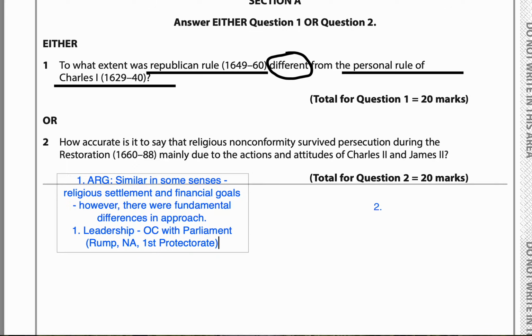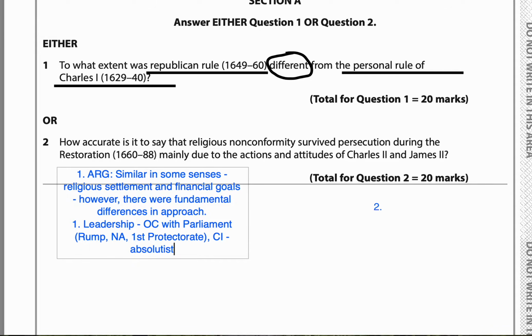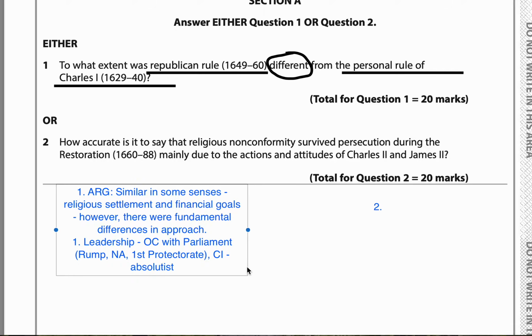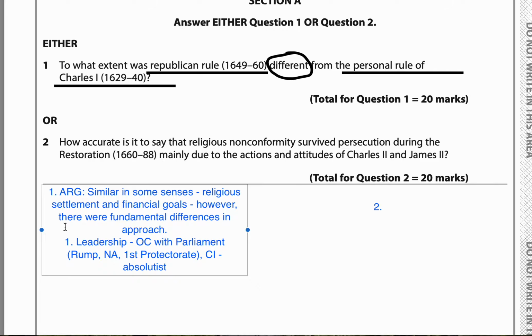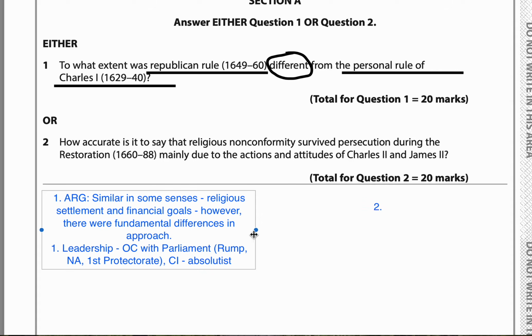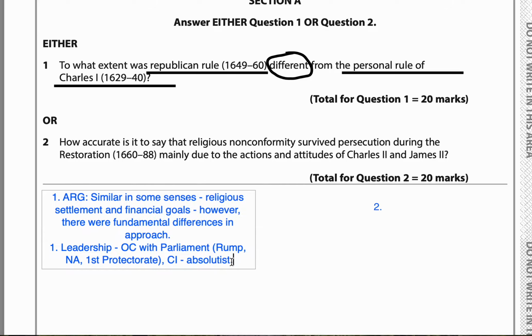However, Charles I was absolutist and relied on his advisors. He dissolved Parliament. That's the whole point of personal rule. So I would argue that there are some similarities. For example, you could look at Cromwell dissolving the Rump in 53, but I think a fundamental difference in approach, linking back to my argument, is that Cromwell generally ruled with a parliament, whereas Charles was ruling on his own with a close group of advisors in this period.